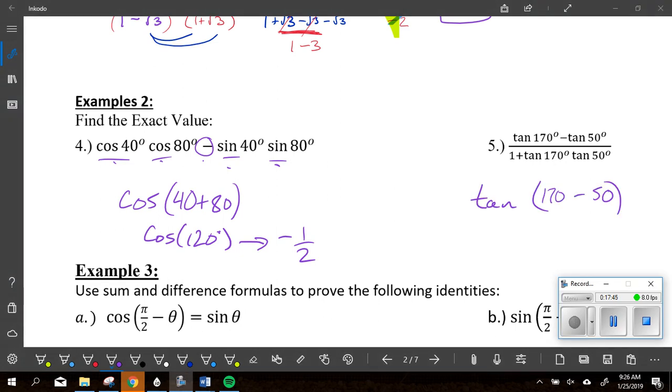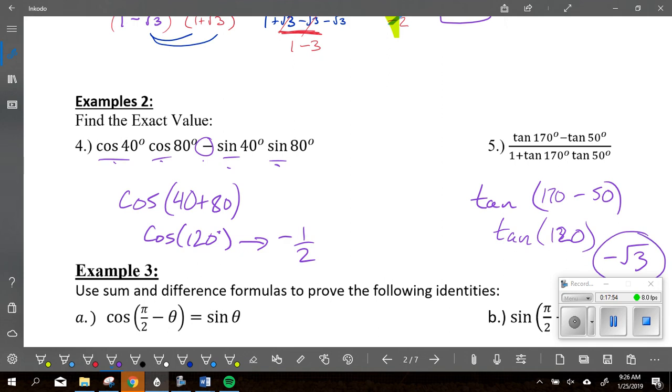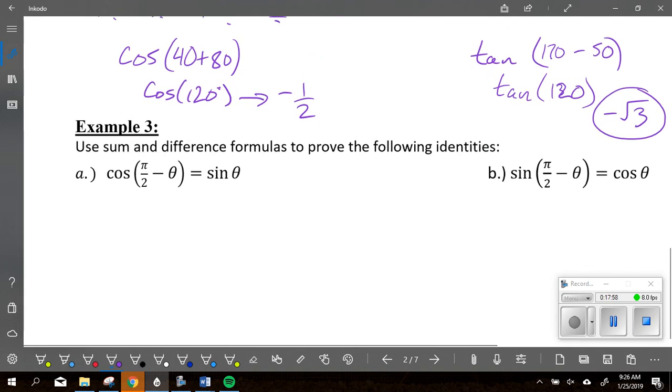And when we plug in here, it is tangent of 170 minus 50, so it's tangent of 120, second quadrant. So you know it's negative, and it's going to be negative radical 3. Questions with that? Last problem of the day.